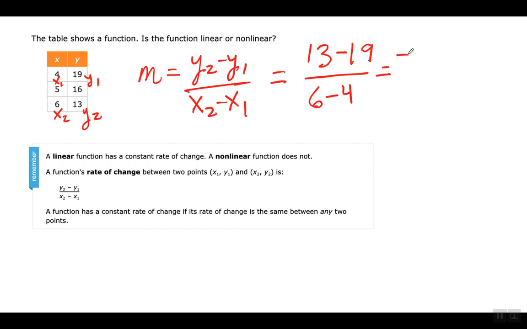13 minus 19 is negative 6. 6 minus 4 is positive 2. Negative 6 divided by positive 2 is negative 3. I get the same answer. Me dio la misma respuesta cada vez. Porque cuando simplifico, negativo 6 dividido por 2 me va a dar negativo 3.